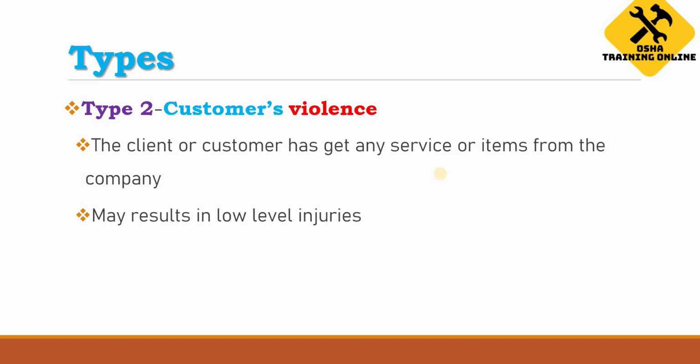Type 2, or customer violence, is a kind of workplace violence in which the client or customer has received a service or items from the company. In this case, the customer has a relation with the company. For example, he has received some product and is not happy with it, and some mishap or inconvenience may lead to violence. Ultimately, this kind of violence may result in low levels of injuries.